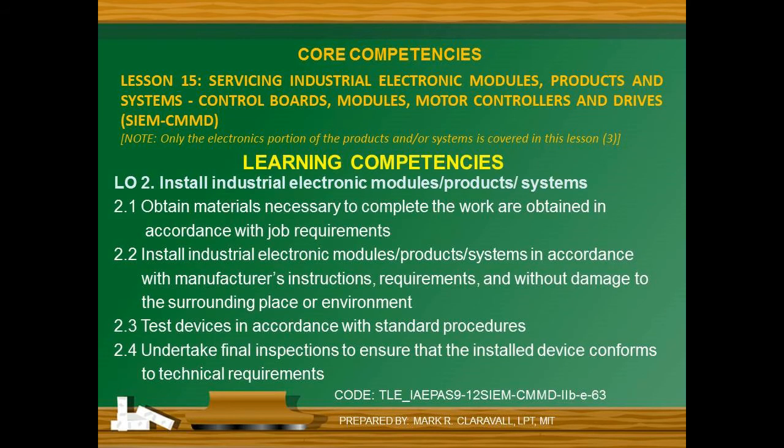Learning competencies. Learning outcome number 2, install industrial electronic modules/products/systems. Learning outcome number 2.1, obtain materials necessary to complete the work in accordance with job requirements. Learning outcome number 2.2, install industrial electronic modules/products/systems in accordance with manufacturer's instructions, requirements, and without damage to the surrounding place or environment.